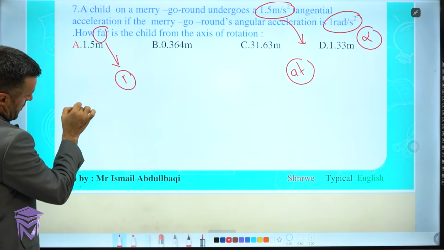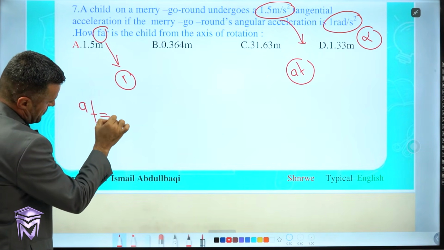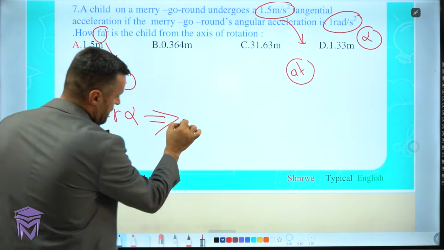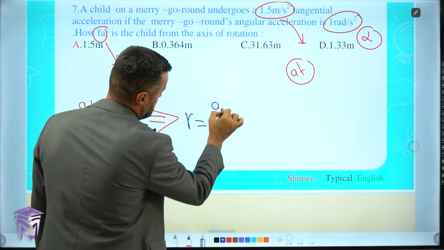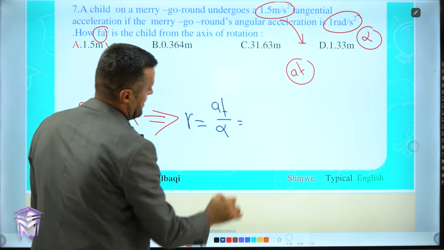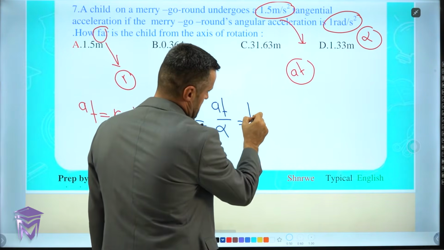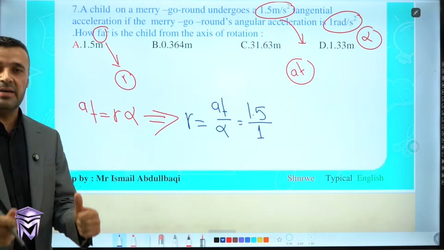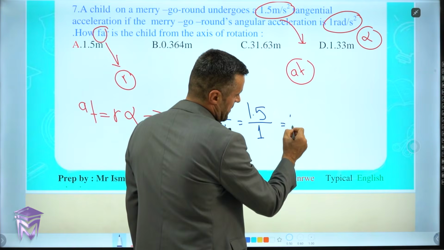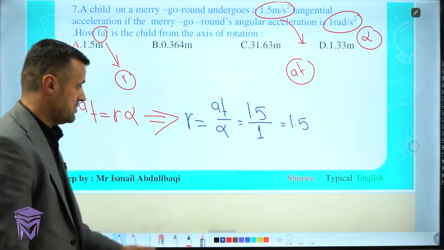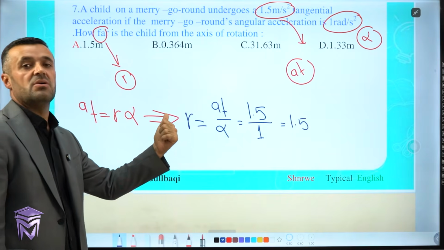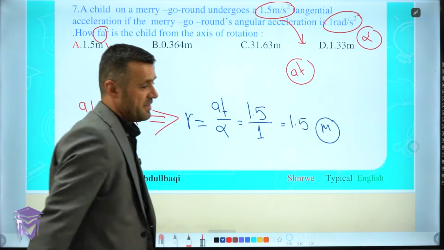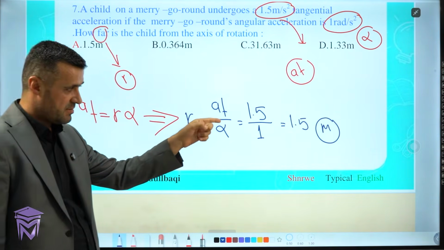We have an equation: tangential acceleration equals r alpha. When you want to find r, the equation changes to tangential acceleration over alpha. 1.5 divided by 1 equals 1.5. But we have to use the unit of distance, and the unit of radius is meter. The correct answer is 1.5 meter. Thank you.